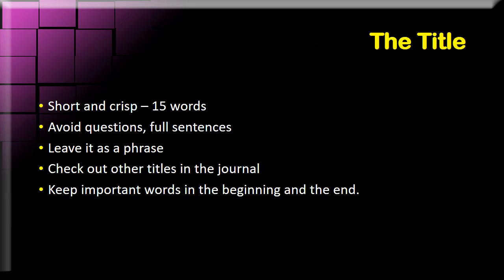Now let's look at all the components of an article. The title must be short and crisp, best given as a phrase rather than a full sentence. Avoid questions, and to get an idea, you check out other titles in the journal, and then you will know what kind of titles attracts the editor's attention. It's said that you must keep important words in the beginning and the end. I don't know how far this is practically feasible, but it is one of the recommendations.